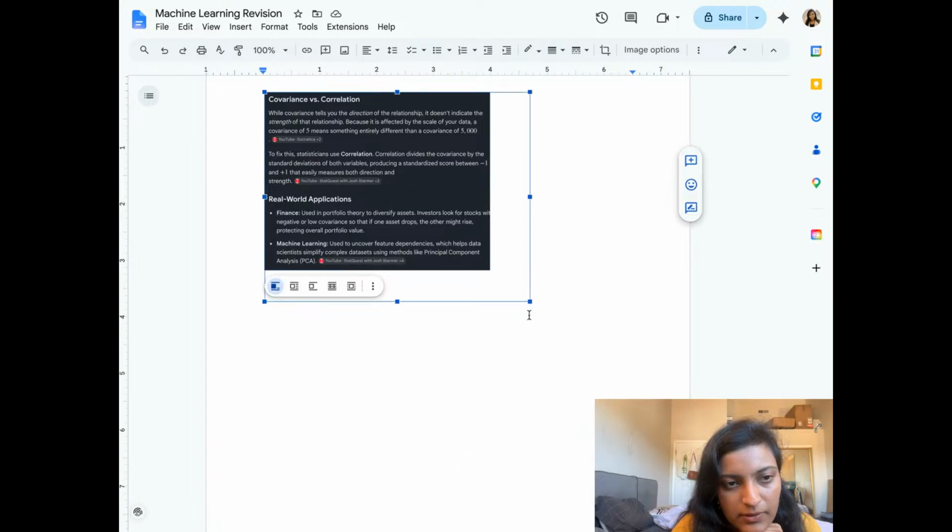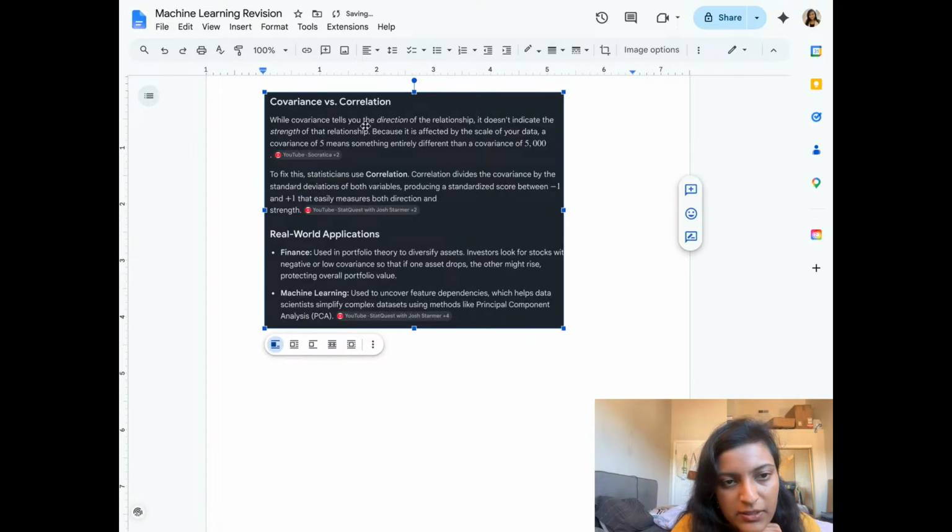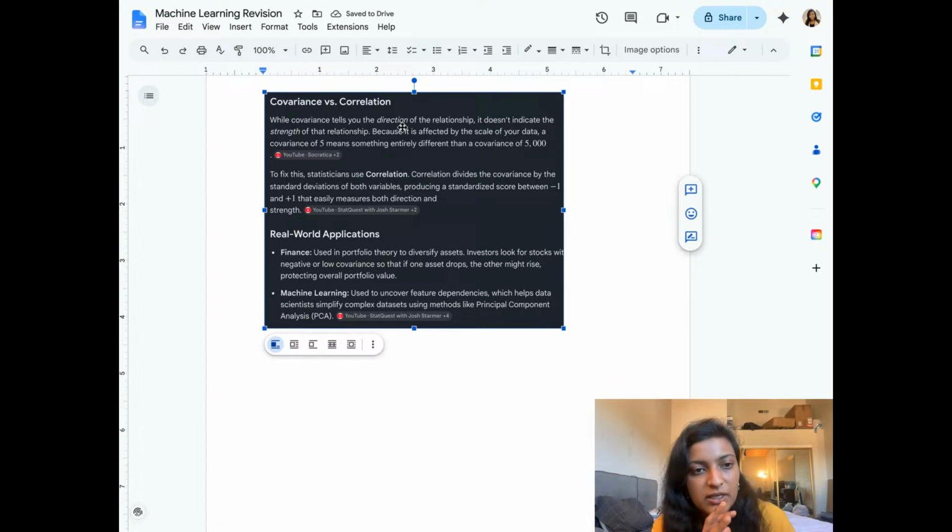What is the difference between covariance and correlation? Well, covariance tells you the direction of the relationship. It does not indicate the strength of that relationship, so it is affected by the scale of the data. A covariance of 5 means something entirely different from a covariance of 5,000. To fix this, statisticians use correlation. Correlation divides the covariance by the standard deviation of both variables, producing a standardized score between -1 and +1 that is easy to read and measures both direction and strength.